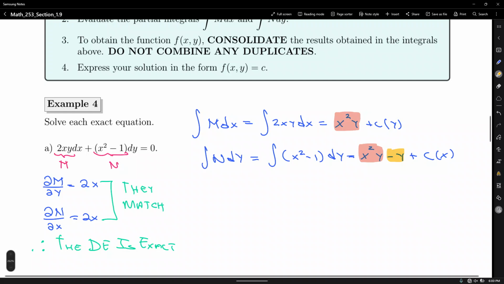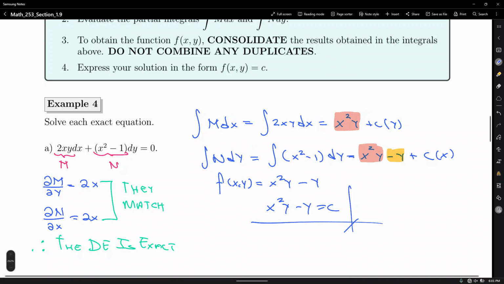And well, this is how we are going to form a solution. Grab one sample of each. Again, do not combine duplicates. Do not combine duplicates, okay? So this is f of x y equals x squared y minus y, okay? And we're going to set x squared y minus y equals c. And that is the solution to the differential equation. That's our solution. All right.